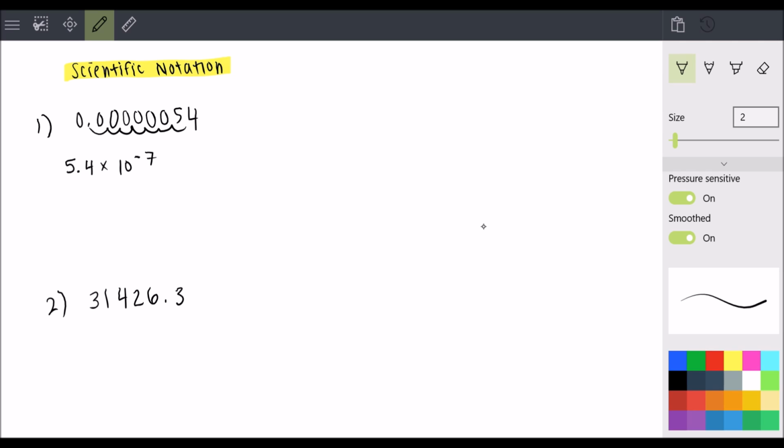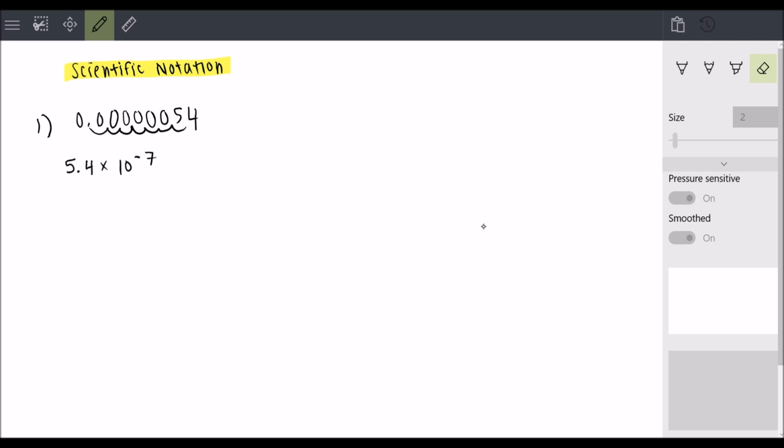Now for the second question, this one's a little tricky because there are many other numbers besides 0. But still, we have to focus on what our N is. Our N is 3.1, and our A is 4 because we moved the decimal 4 places over.